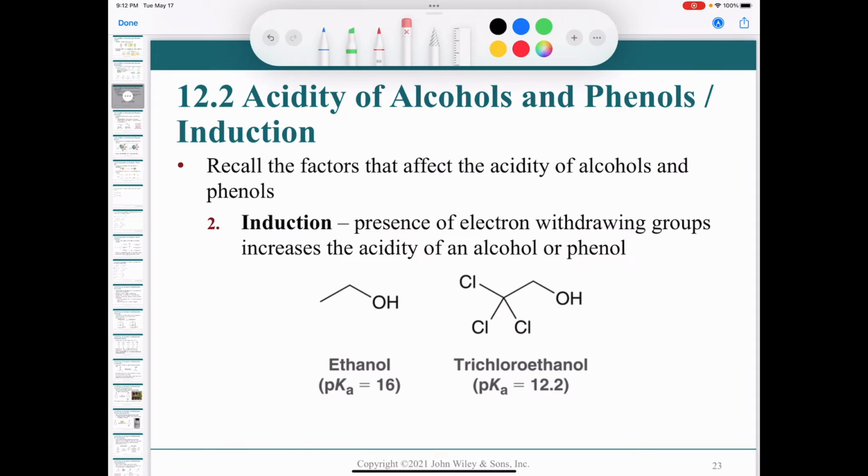Another factor that can affect the acidity of an alcohol would be induction. So if we compare the pKa's of ethanol and trichloroethanol, we see that trichloroethanol is about 10,000 times more acidic than ethanol. Why would that be?